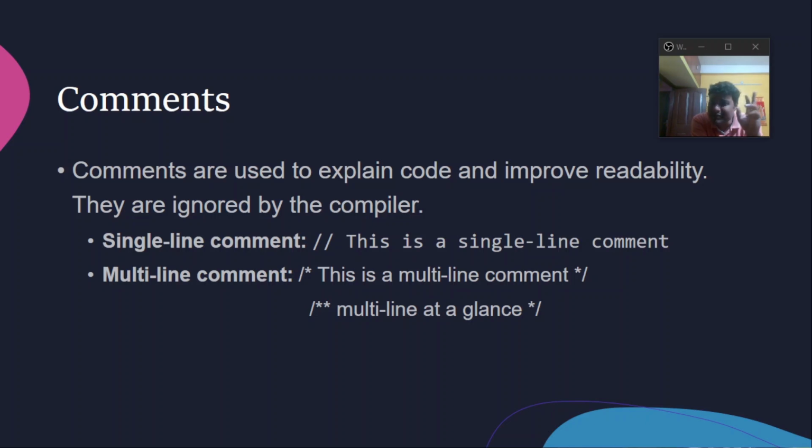So there are mainly two types of comments. One is single line comments and another is multi-line comments. Single line comments are structured as double slash, as you see on screen, and multi-line comments like that: slash star, and at the end star slash. And another multi-line comment, called the Javadoc comment: slash, double star, and at the end star slash. Okay, so these are the main comment symbols and syntax in Java.